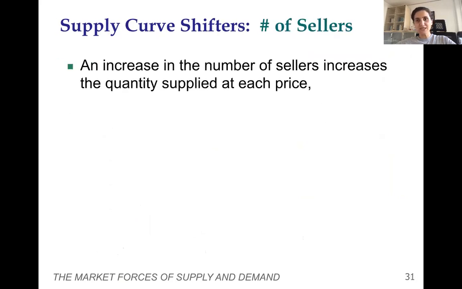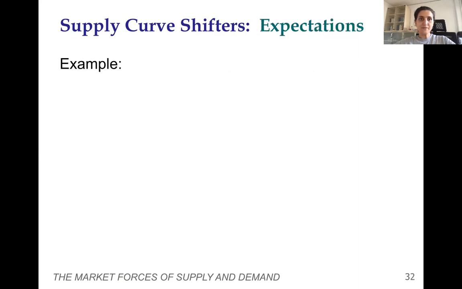Similarly, an increase in the number of sellers: quantity supplied at each price will increase, right? In order to find the market supply, we are summing up each individual seller's supply levels for a given price. So it's going to shift the supply curve to the right as well.